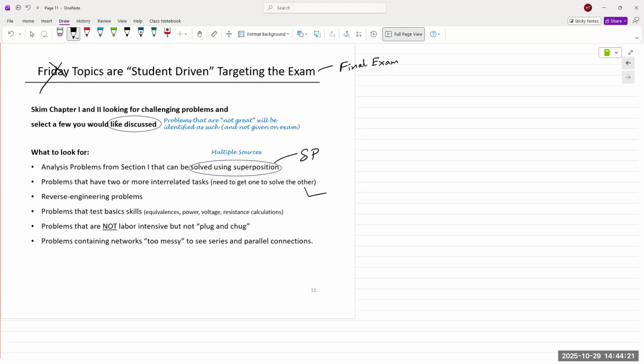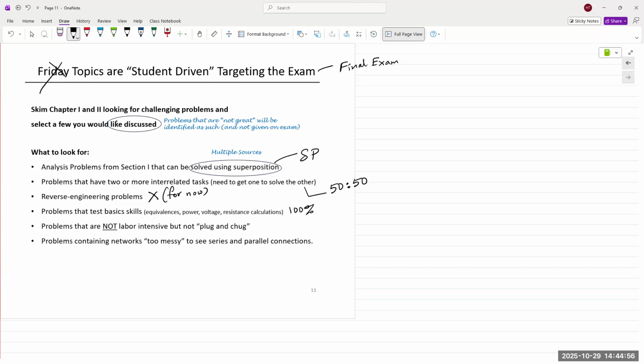Problems that have 1 or 2 or more interrelated tasks, maybe 50-50. Not really certain whether I'll have it or not, so I'm leaning towards both. Reverse engineering problems, for now, I'm not going to have any of those. That could change, and if it does change, you will know during the final week of classes. Basic skills, 100% on the final exam.